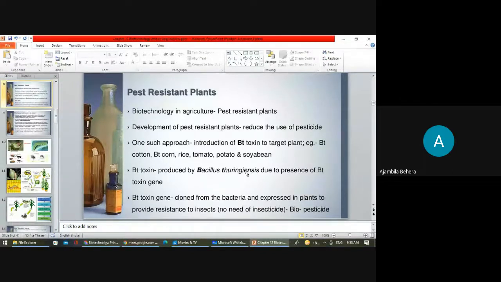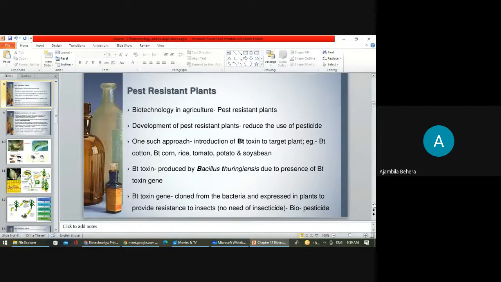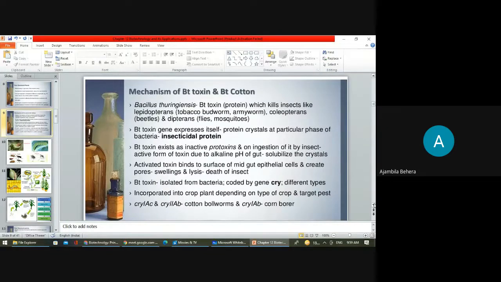So generally, your BT toxin gene can produce one toxin, and when this toxin is taken up by your plant, and the insects consume such toxin, then they die. Those insects die after consumption of this.